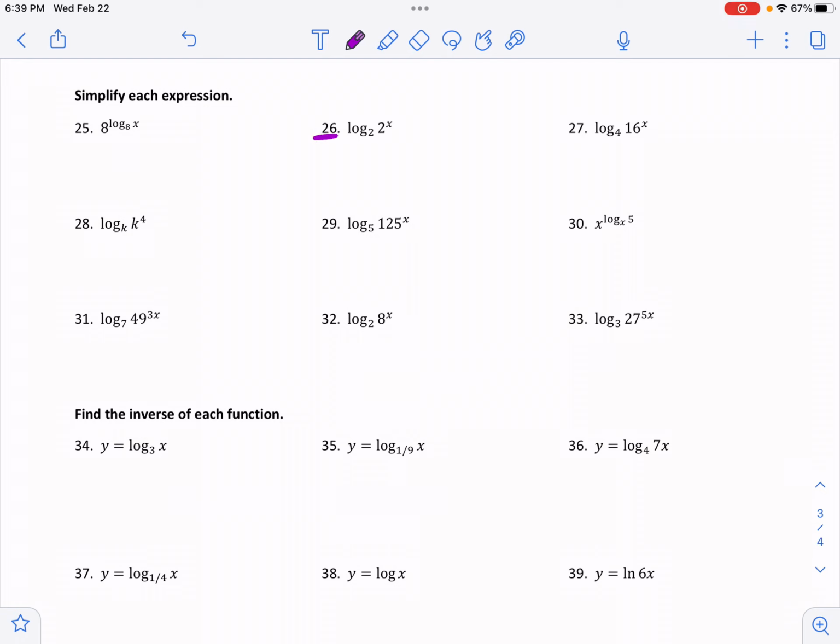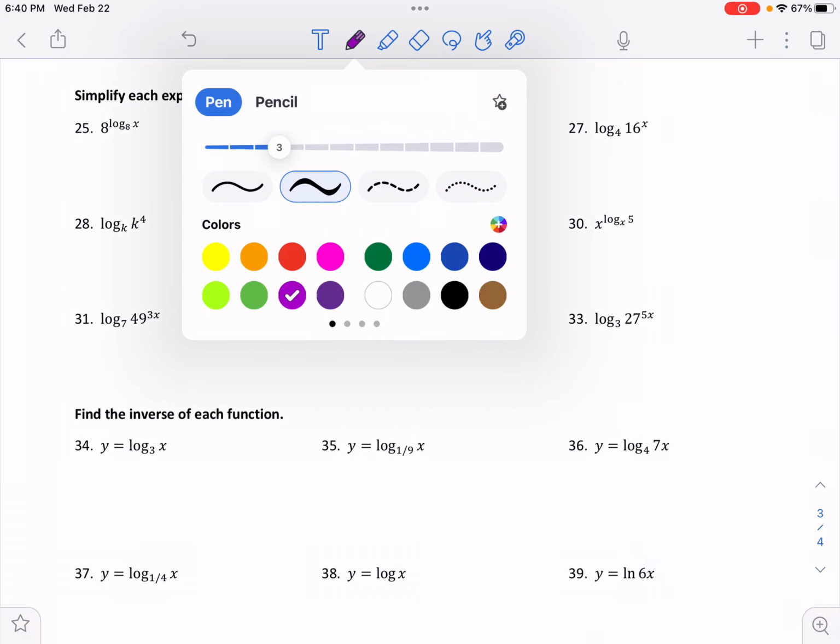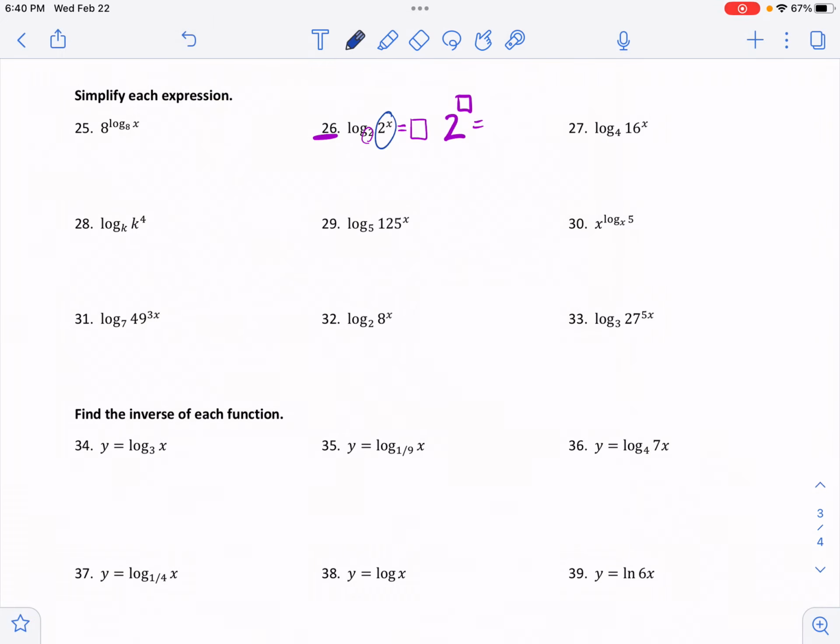But here on 26, notice the problem says log base 2 of 2 to the x, and you just want to simplify it and figure out what this equals. So remember how the answer to a log is the exponent. So this is going to equal something, we're not sure what, that's the exponent on our base of 2. So I'm going to think of this as 2 to the something equals this thing that's inside of our log, which is the 2 to the x power.